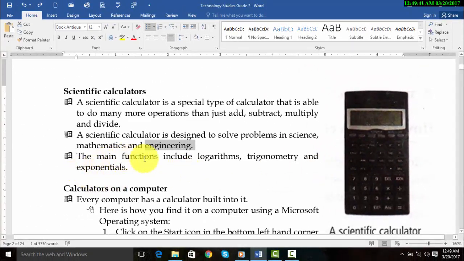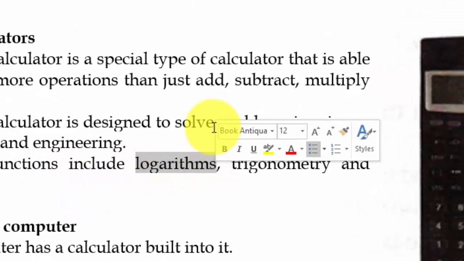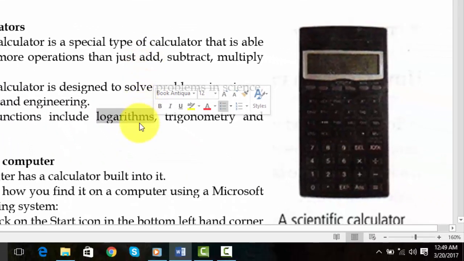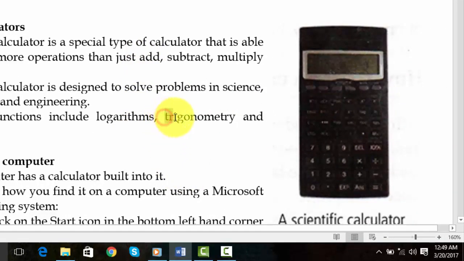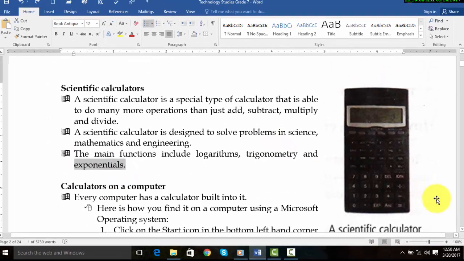Thank you very much. The main functions include logarithms, which are not on the standard calculator, but this component is only found on a scientific calculator. And also the other function for the scientific calculator is trigonometry, which is also only on the scientific calculator, and the exponential. Okay, thank you. These are the 3 functions which are not on the standard calculator.